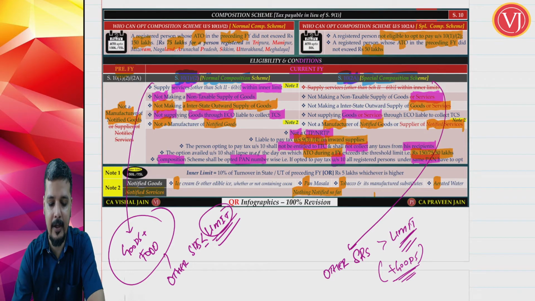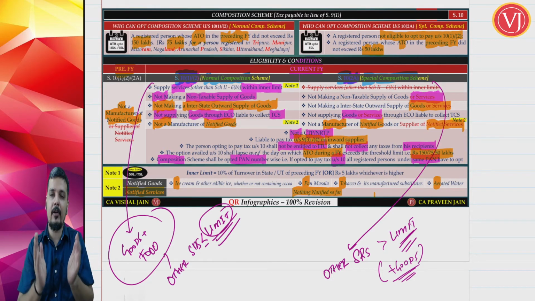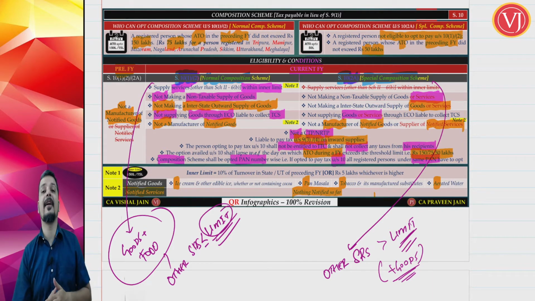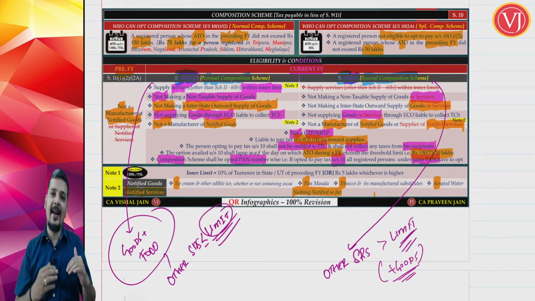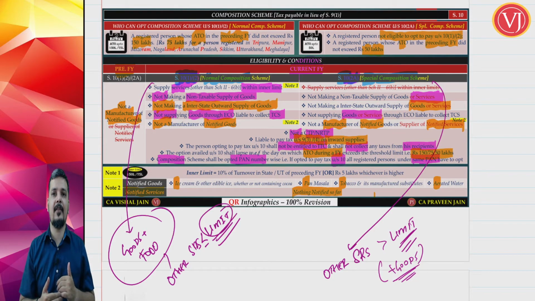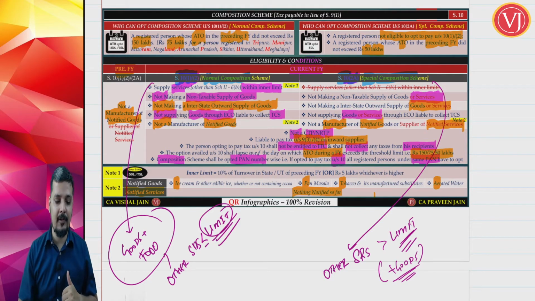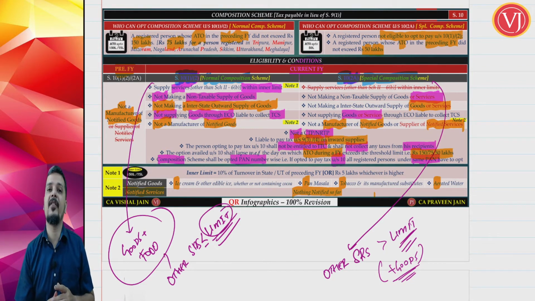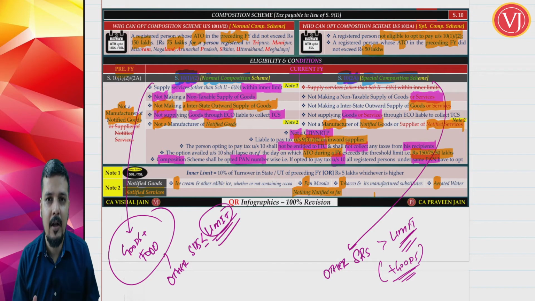Now conditions we have thoroughly seen each and every point. Only when you satisfy the conditions and the restrictions, you can go for composition. Basically previous year points were all about your conditions. Right, you should be within the threshold limit 150 lakhs, 75 lakhs, 50 lakhs, and not be a manufacturer of notified goods in previous year. And in current year, these are all restrictions, which means that you cannot have a non-taxable supply of goods and even services for special composition scheme. You cannot make interstate outward supply of goods for normal, and goods and services for special composition scheme. You cannot supply through ECO, where TCS is applicable, goods for normal, goods and services for special composition scheme.